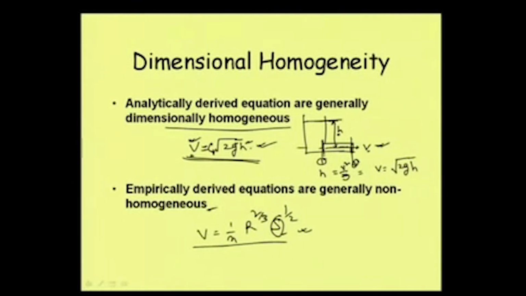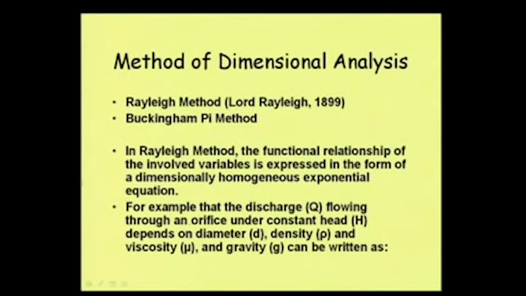So this is a non-dimensional quantity, but the hydraulic radius has the dimension of depth. Then n is a coefficient and V is the velocity, whose dimension is L by T. If we put the dimensions in this equation, we will find that it is not a dimensionally homogeneous equation; dimensional homogeneity is not maintained.